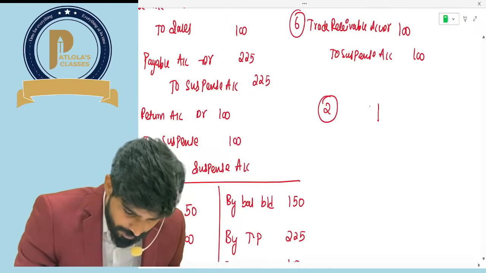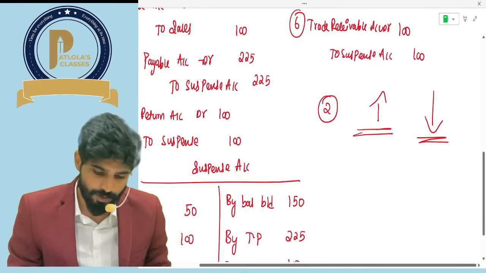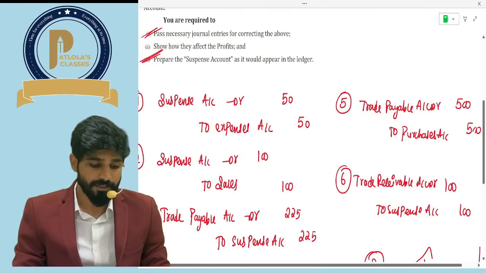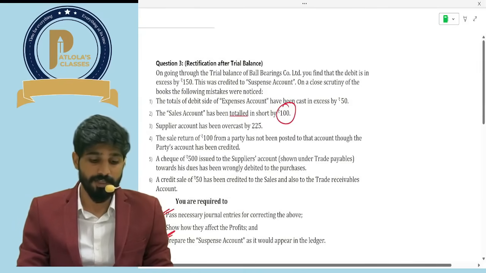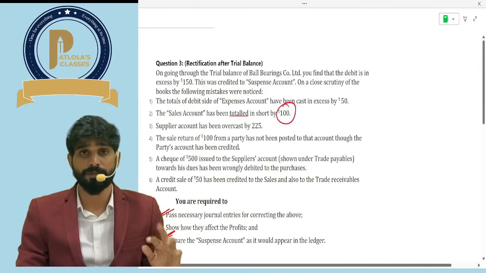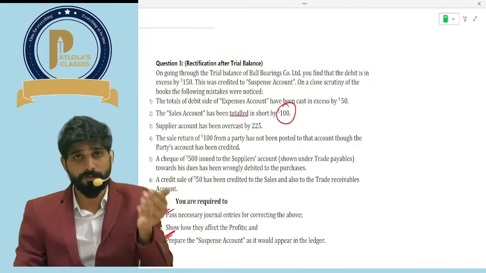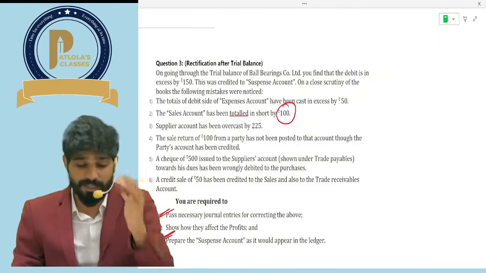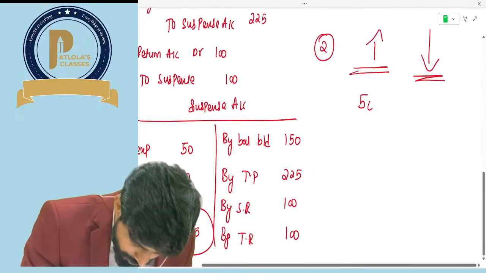If profit is increasing, we will write it here. If profit is decreasing, we will write it here. Okay, chalo. Let's see. First one is expenses. The total debit side of expenses has casted excess. Means have you taken expenses more? Yes. Since you have taken expenses more, now we are reducing the expenses. If expenses reduce, profit will increase. By how much will profit increase? Profit will increase by 50.